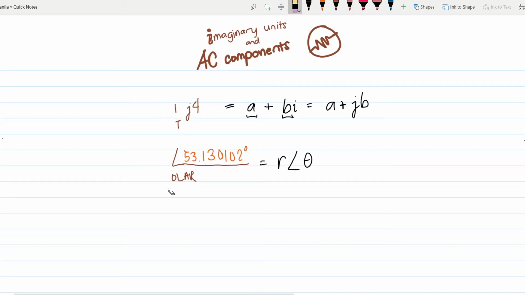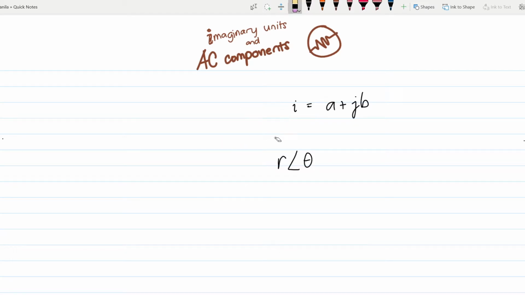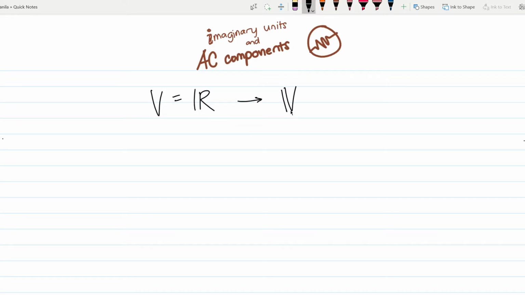Why do I need to tell you this? Because we are going to use imaginary units nga in our AC analysis. Dati ang Ohm's law natin is just V equals IR. Now things have changed. It has now become V is equal to IZ. You might wonder, what's this weird typeface? This is actually notation for vectors, right? If I wanted to, I should have made that bold.